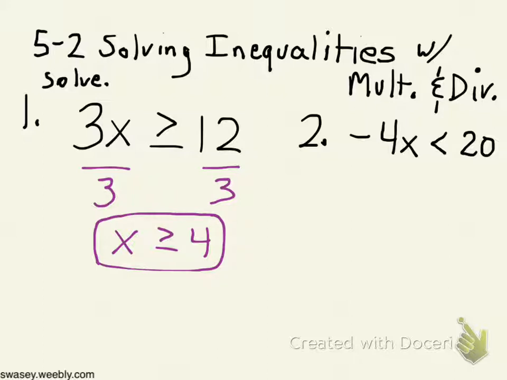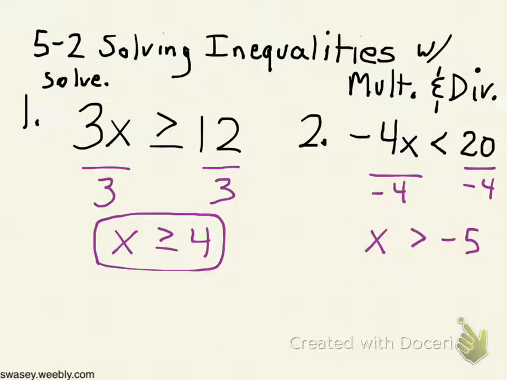Number 2, we've got negative 4x is less than 20. To get rid of multiplying by a negative 4, we'll divide by a negative 4. Now there's something you have to remember. When you multiply or divide both sides of an inequality by a negative, you have to reverse the inequality symbol.